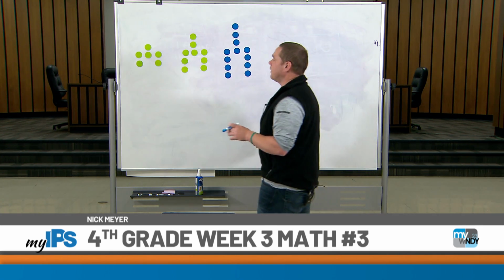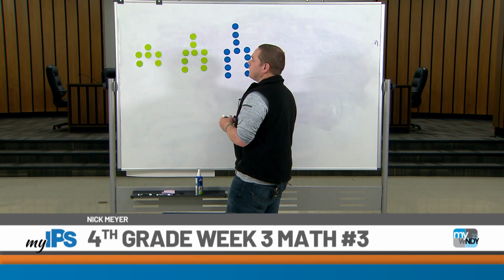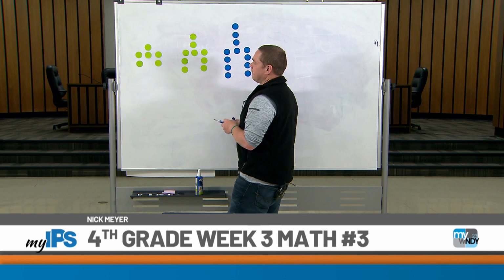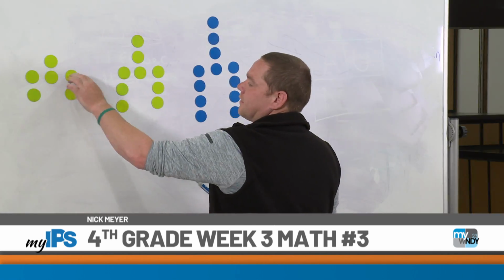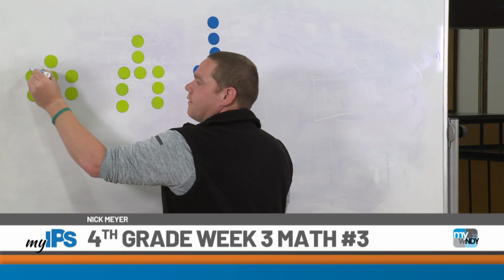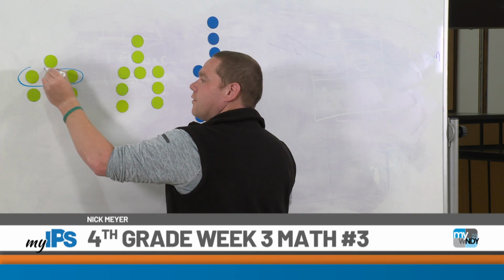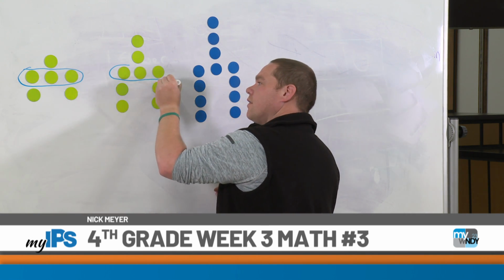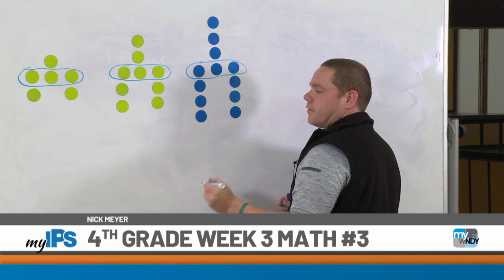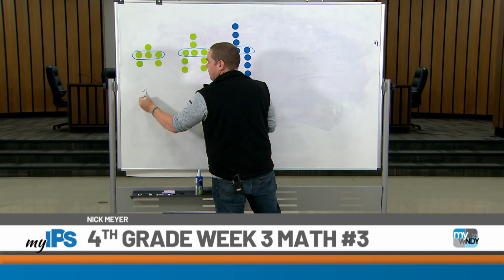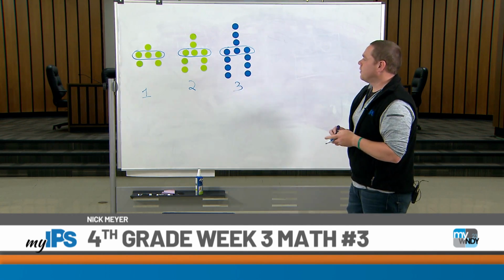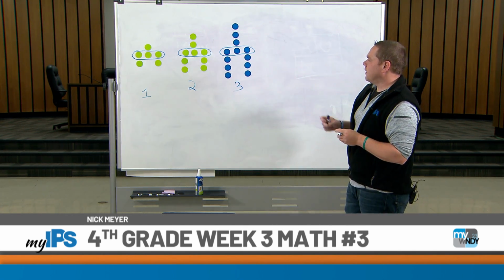So as I look at this right here, things that I see that are staying the same every single time: I see these 3 right here. There's 3 there. There's 3 there. There's 3 there. So stage 1, stage 2, stage 3, those 3 are staying the same in every single one.